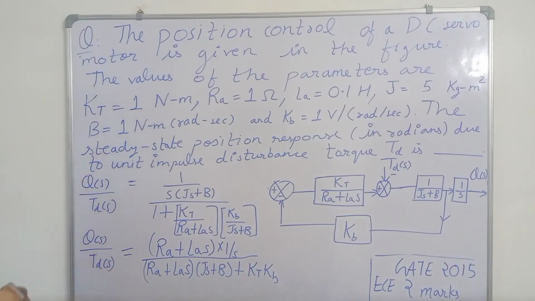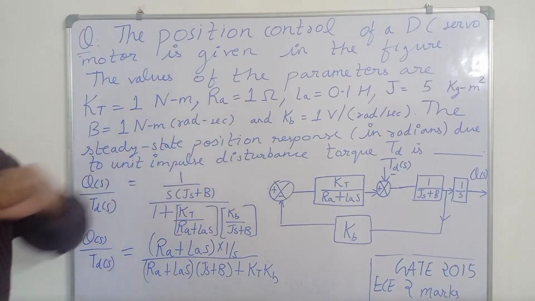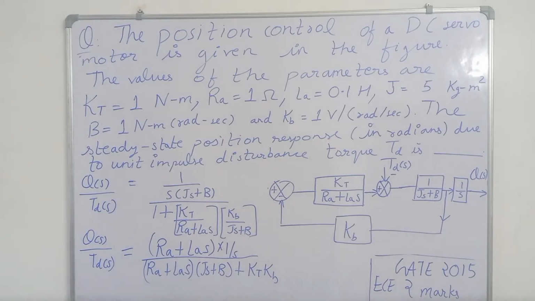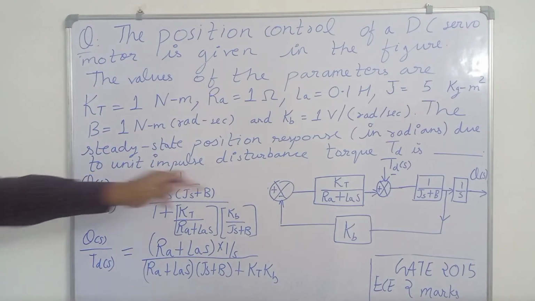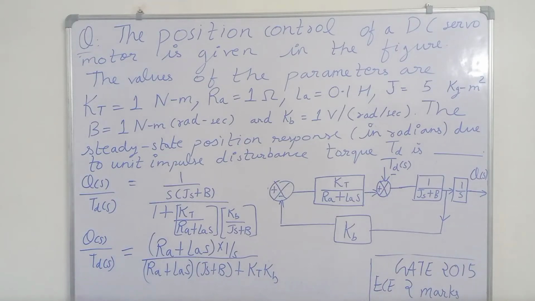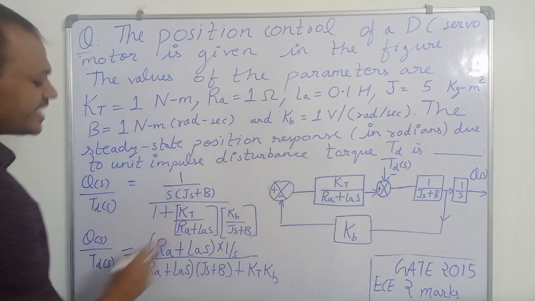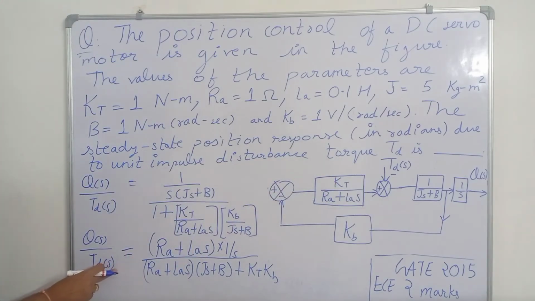Now it says we have to find the steady state position response, which means we have to find the value of theta at infinite time, due to unit impulse disturbance. For a unit impulse, the Laplace transform is 1, so we can simply remove it. So this is the position response for unit impulse disturbance.